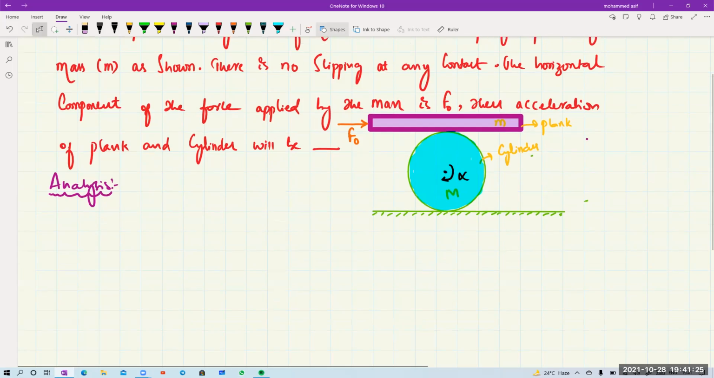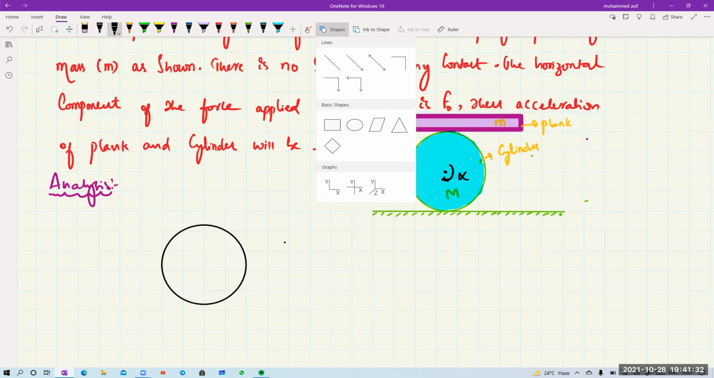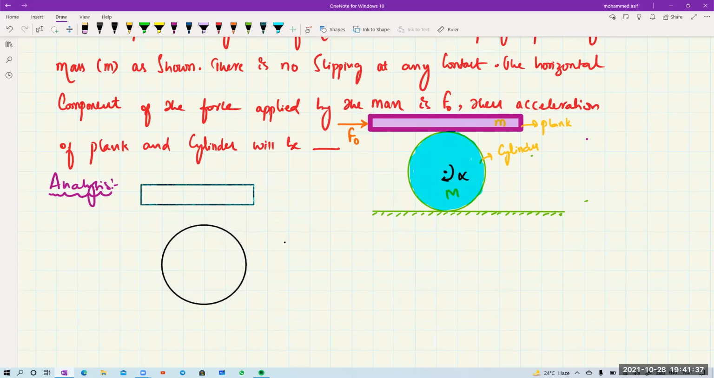So I'm making an FBD right now. You see, this is your cylindrical body, and this one is your plank above it. Now I'm making an FBD, and I'm applying a force F naught on the plank. So obviously this will have an acceleration A1, and because of this the cylinder starts rotating in the backward direction with angular acceleration alpha, and in the front direction it is moving. So the acceleration of that one will be A2.